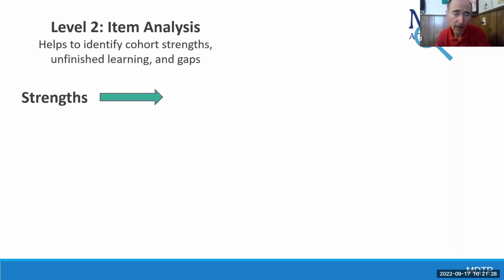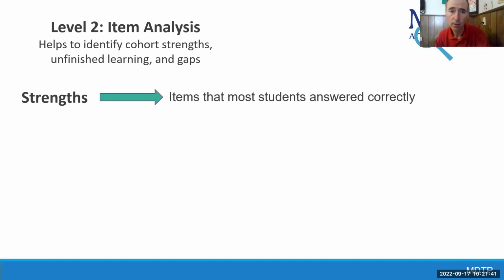And so if you're trying to identify strengths or misconceptions or unfinished learning or gaps, strengths are probably going to be items where most of the students were able to answer those correctly, okay? But unfinished learning, you may be able to identify some of those because students may have overwhelmingly chosen a particular distractor, a particular incorrect answer, and in that case you have a misconception, okay?